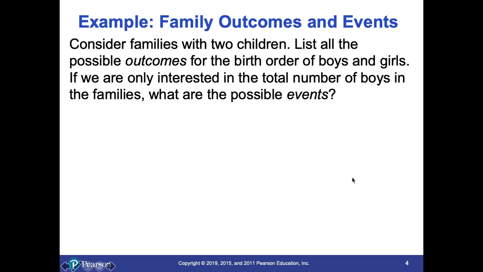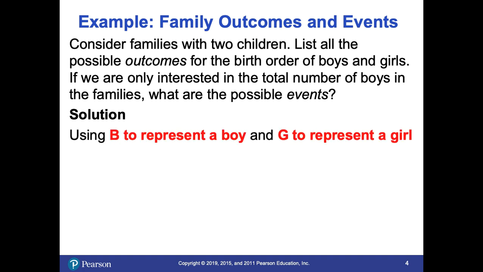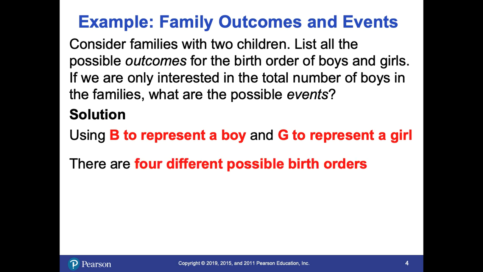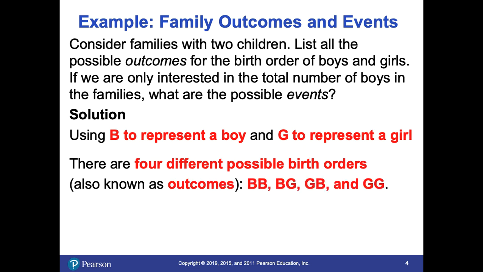So let's consider families with two children. List all the possible outcomes for the birth order of boys and girls. If we are only interested in the number of boys in the families, what are the possible events? So let's go ahead and use B to represent a boy, G to represent a girl. So that means there are four different possible birth orders. These are also known as outcomes.